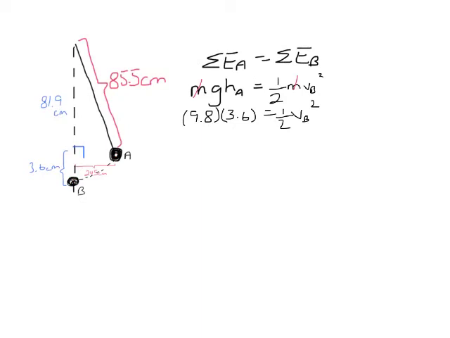speed at point B squared. If I solve for the speed at point B, with a quick calculation, you should end up with a speed of about 8.4 meters per second. And that's your answer. That should be the speed at the lowest point. It's your maximum speed because at its lowest point, it's going to have the least amount of gravitational potential energy and therefore the greatest amount of kinetic energy.